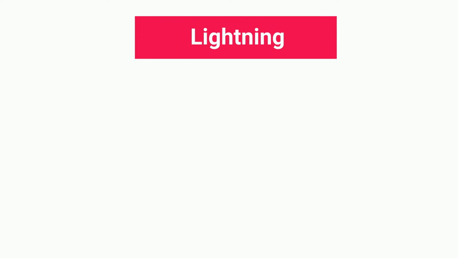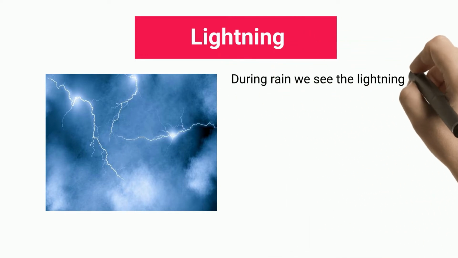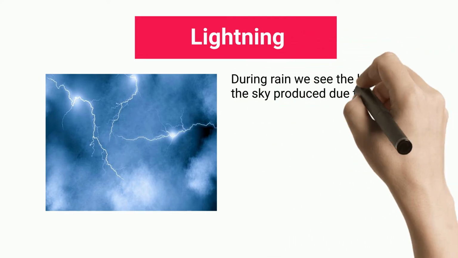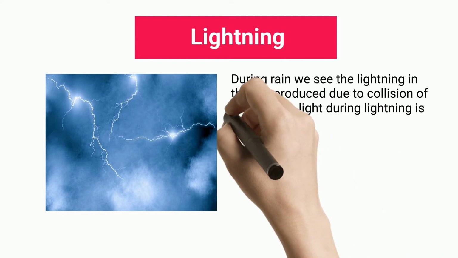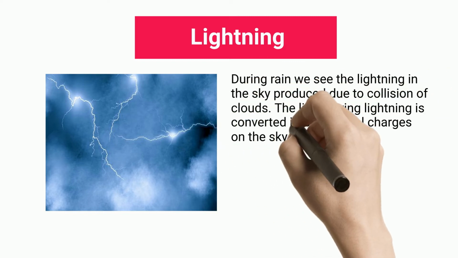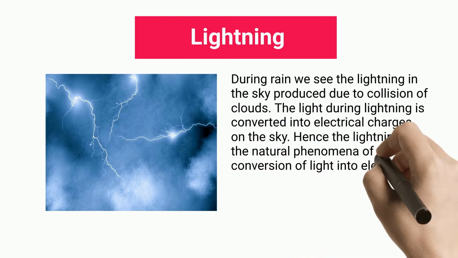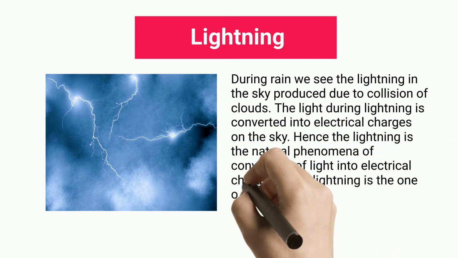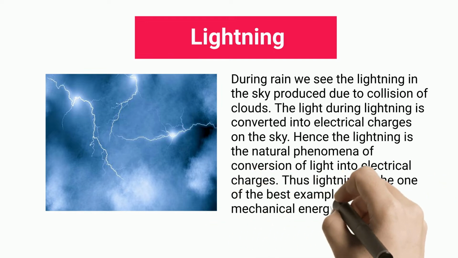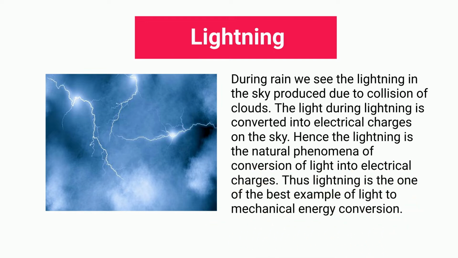Lightning. During rain we see lightning in the sky, produced due to collision of clouds. The light during lightning is converted into electrical charges in the sky. Hence lightning is a natural phenomenon of conversion of light into electrical charges. Thus lightning is one of the best examples of light to mechanical energy conversion.